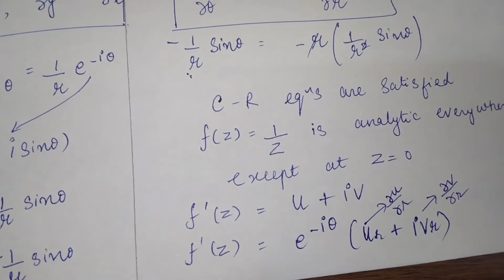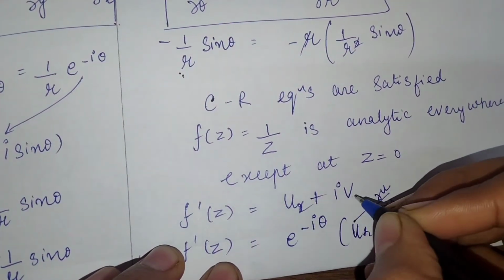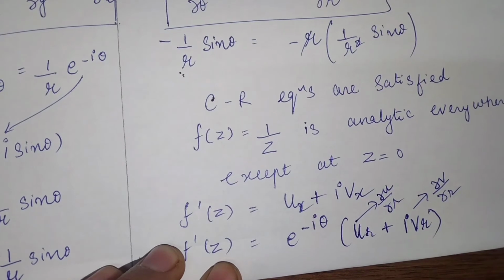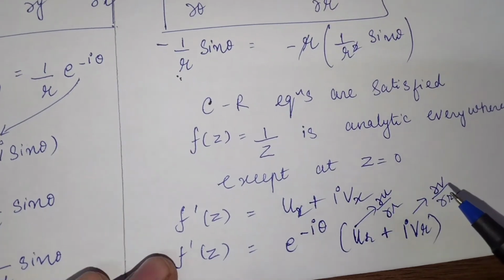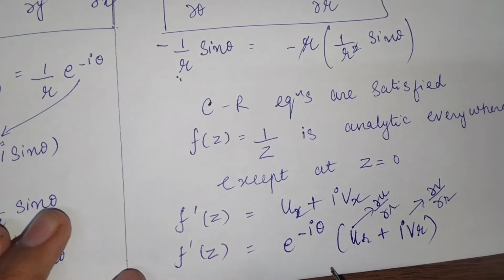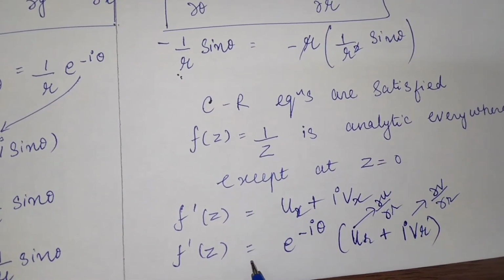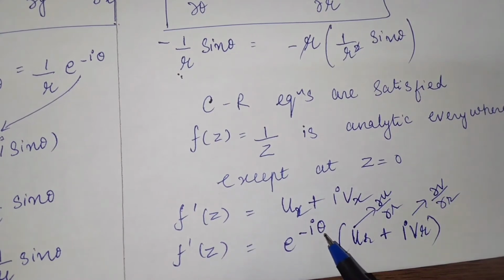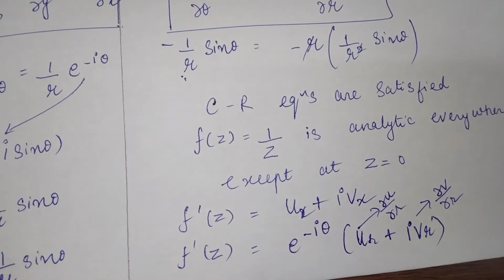Okay, so when it was the simple form x plus iy, we used the terms ux plus ivx or vy minus ivy. But when it is the polar form, you have to use this formula to find f dash of z, that is e raised to minus I theta into del u by del r plus I del v by del r. So let us find the value of f dash z.